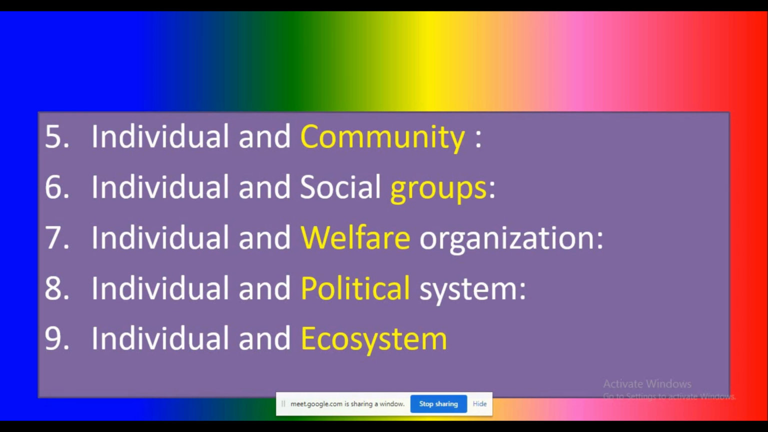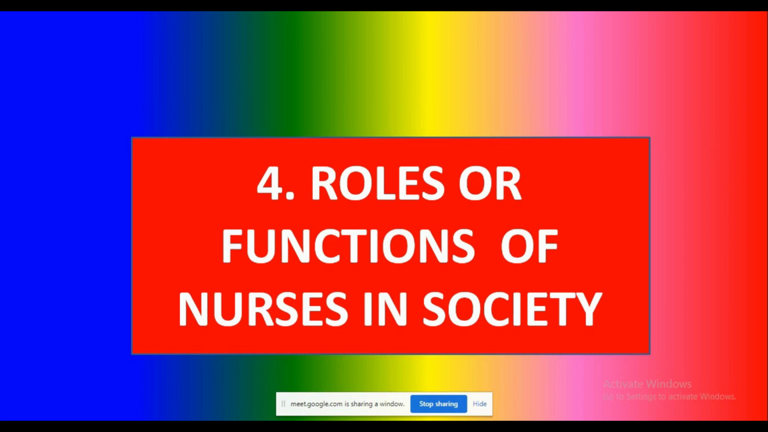What are the types of environment? Physical, biological and socio-cultural. Mainly the physical environment is concerned with promoting environmental health. Then the role and functions of nurses in society we will learn next class.